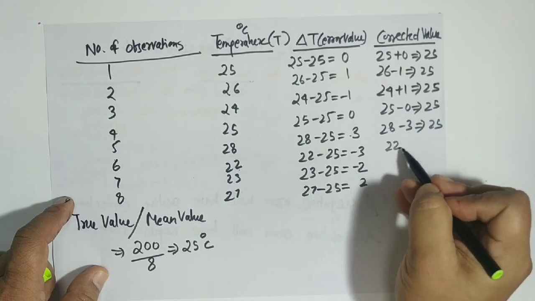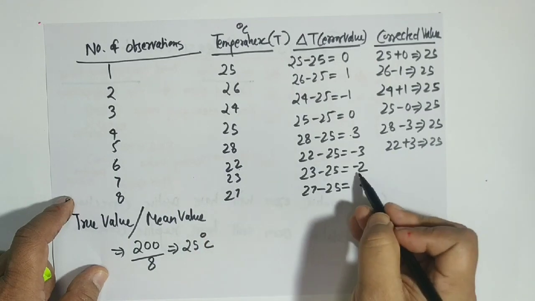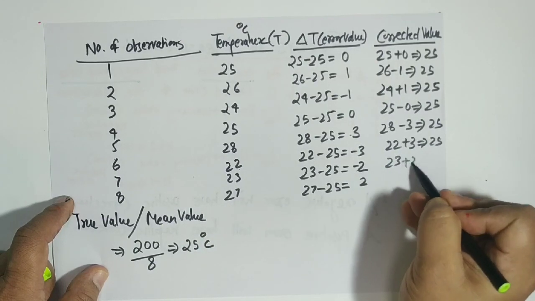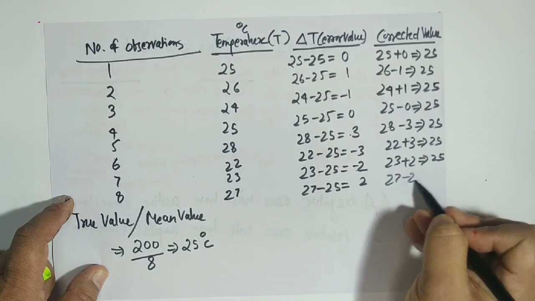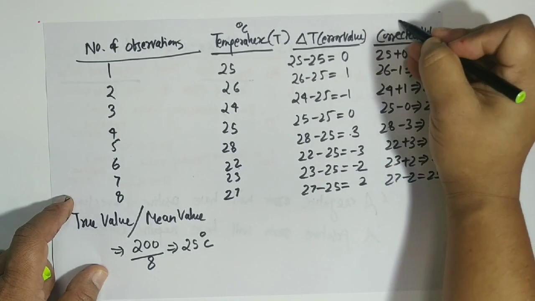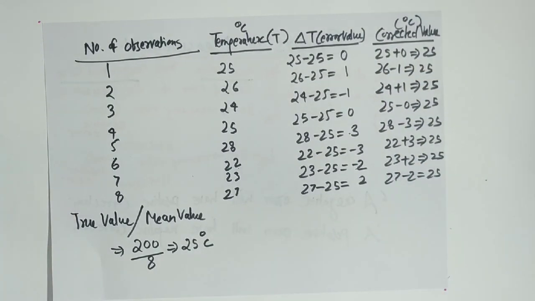Here 22, what, negative error? You will do a positive one, again 25. Here 23, then it's a negative error, plus 2, you will get 25. And here 27 minus 2, you will get 25. So these are in degrees Celsius. So this is how we are going to measure.